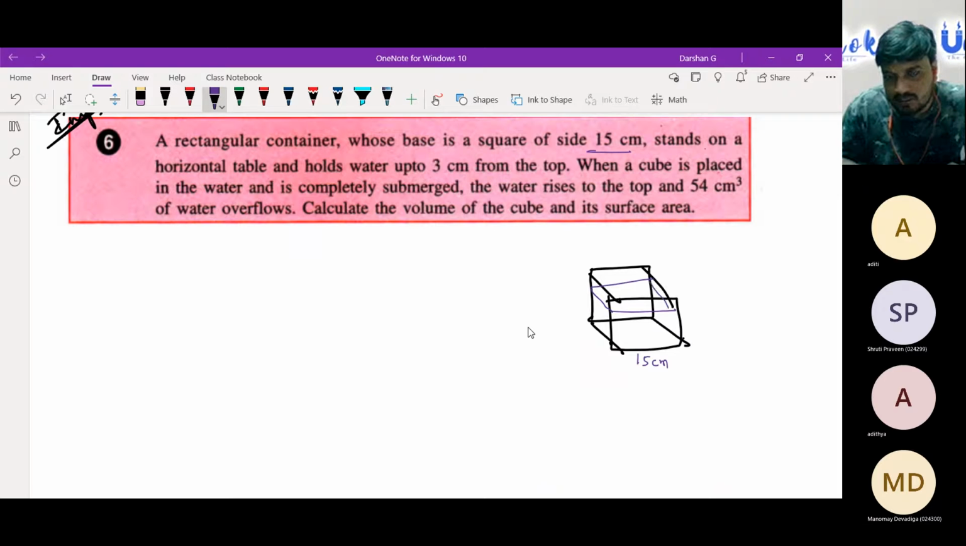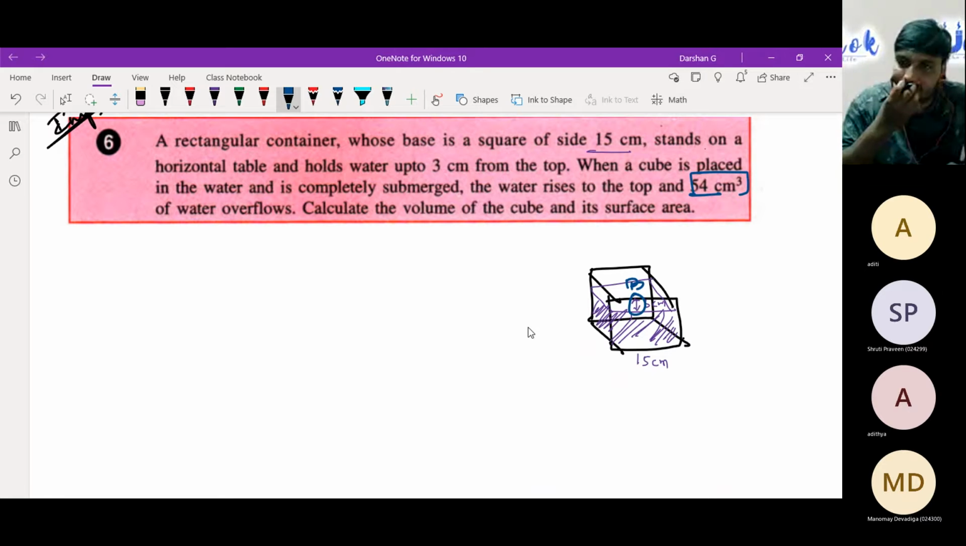So water, I'm writing it in the purple color. So here and all you have water. And this place is 3 centimeter. Now we are putting a cube inside this. We have put that cube. When we put that cube, water rises to the top, meaning this 3 centimeter is filled plus 54 centimeter cube of water also comes out of it.